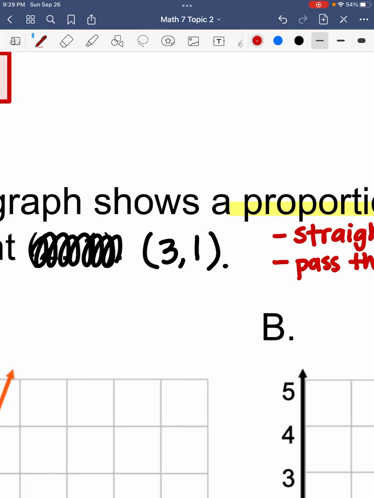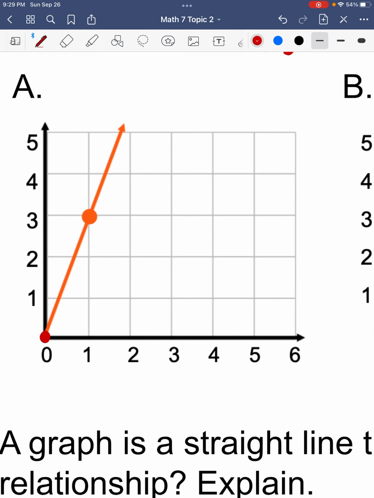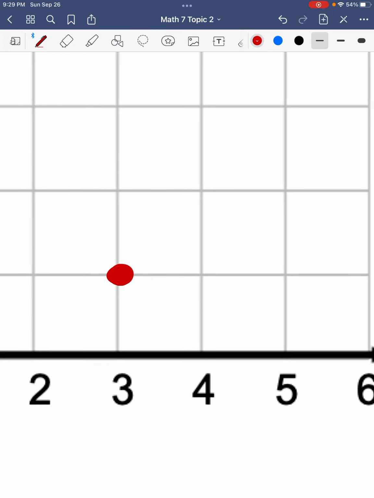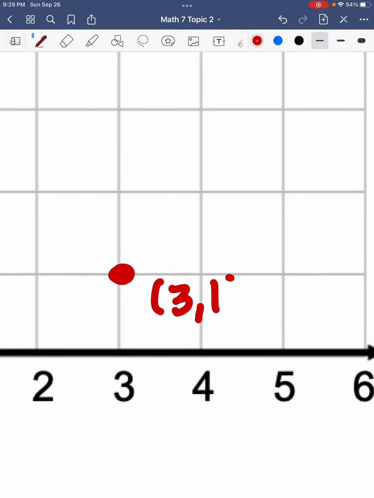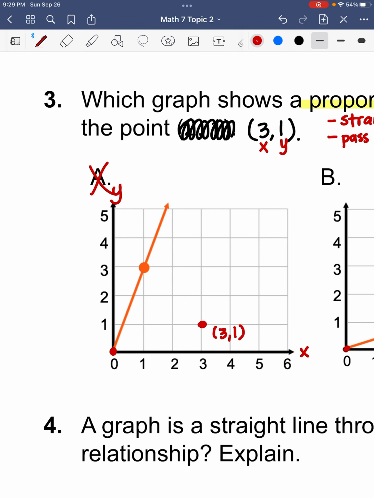So the point (3, 1). Remember, 3 is our x value and 1 is our y value. Looking at A first, our x-axis is the horizontal one and our y-axis is the vertical one. So 3 along the x-axis and 1 along the y-axis is that point right there. This right here is the point (3, 1). Is our graph anywhere near it? No, so it can't be A.